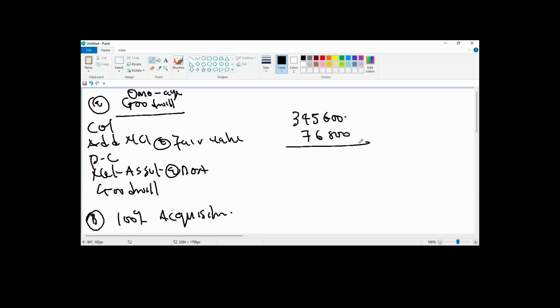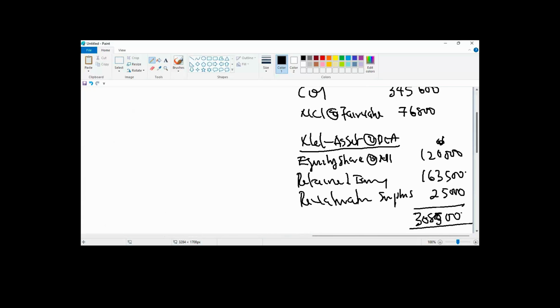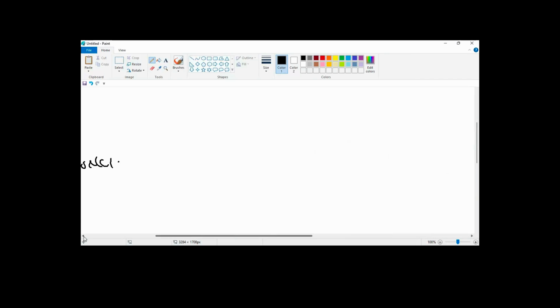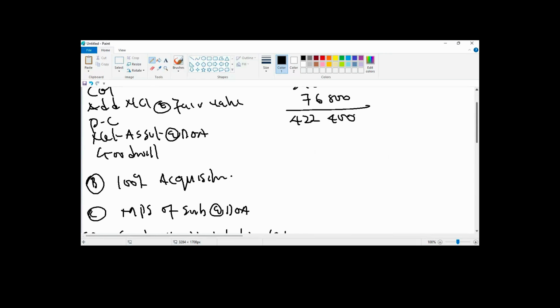345,600 plus 76,800, that is 422,400. The subsidiary's net asset at the date of acquisition is 308,500. So 422,400 minus 308,500.